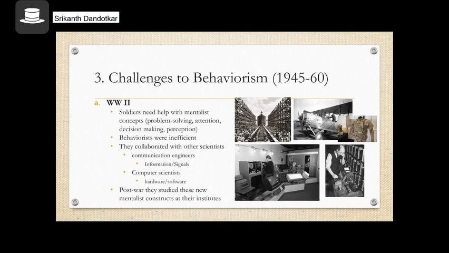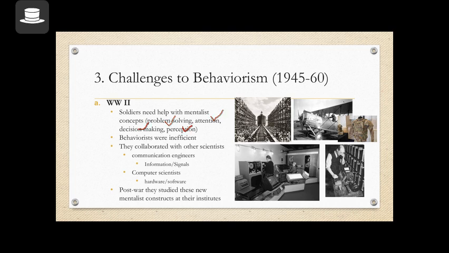Well, World War II and psychology, it sounds counterintuitive, right? Well, just imagine at that time, World War II, people needed help. The soldiers, especially, needed practical help. Soldiers who were on the field, in the battle, fighting, needed help. And there were several scientists who wanted to help them. They needed help with problem solving. They needed help with attention. They needed help with decision making. They needed help with perception.